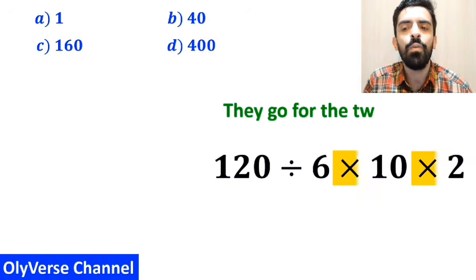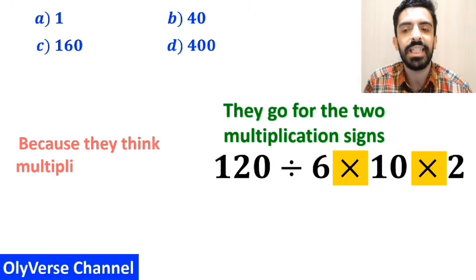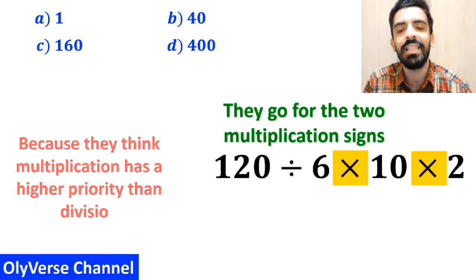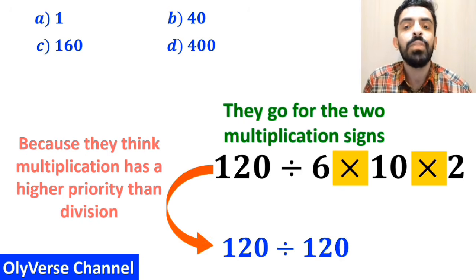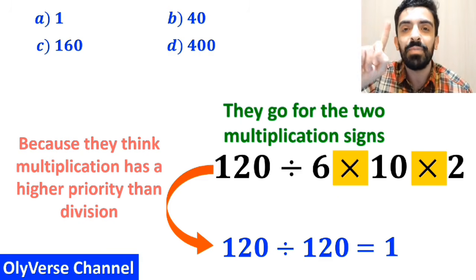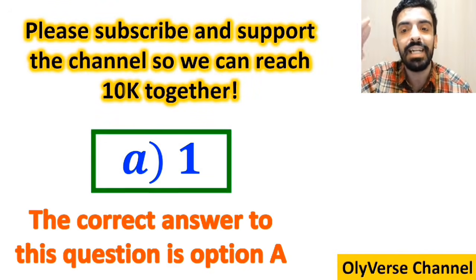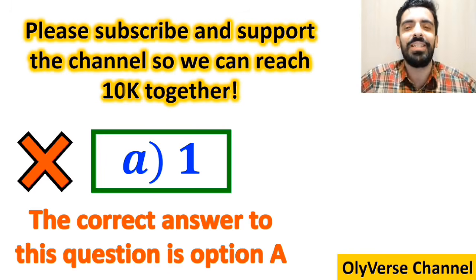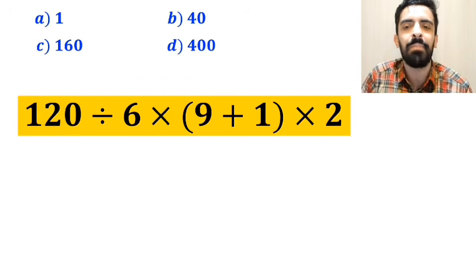And the next step, they go for the two multiplication signs that I've highlighted in yellow because they think multiplication has a higher priority than division. So, instead of this expression, they write 120 divided by 120, which finally gives them the answer 1. And immediately, they conclude that the correct answer to this question is option A. However, this answer is absolutely wrong. Alright, now let me show you how to solve this expression properly.